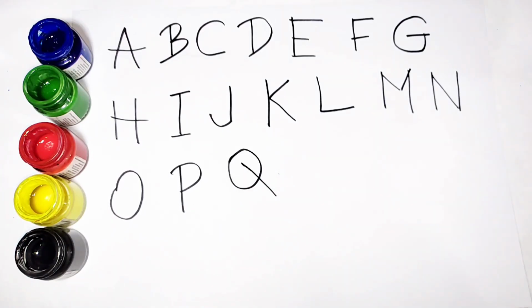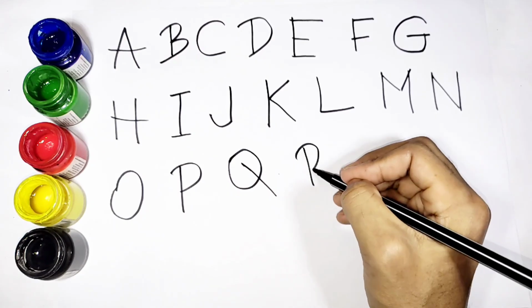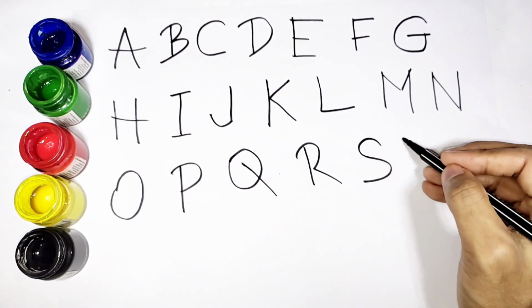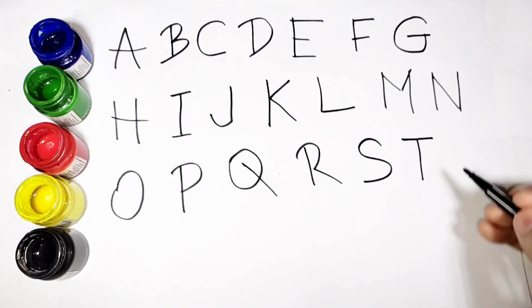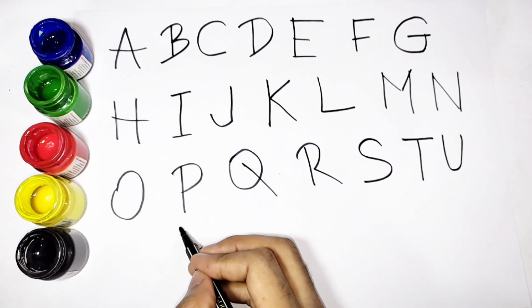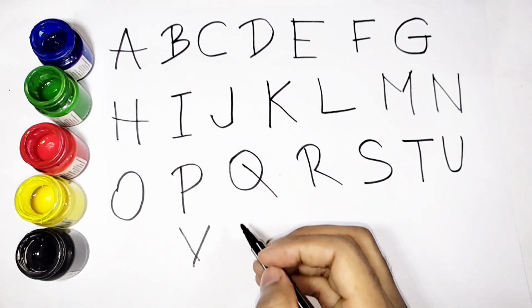The next one is Q. Q for queen. R for rose, R for rice. S. T. And the next one is U. U for umbrella. The next one is V. V for van.